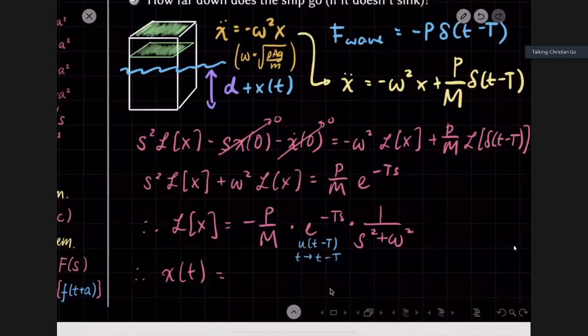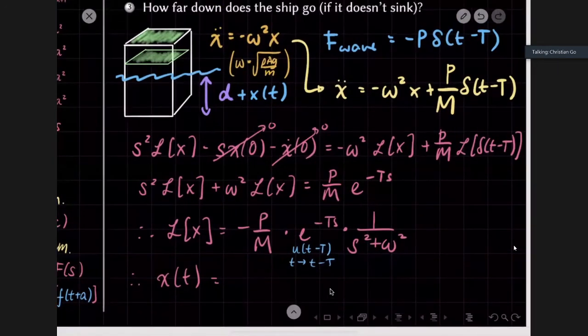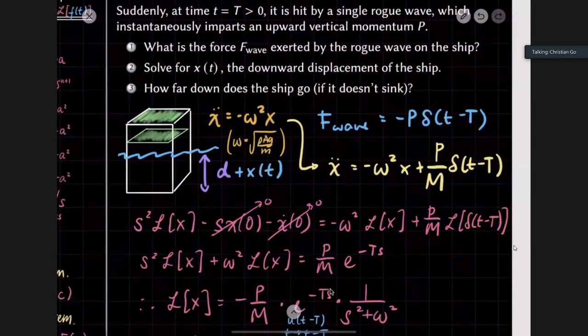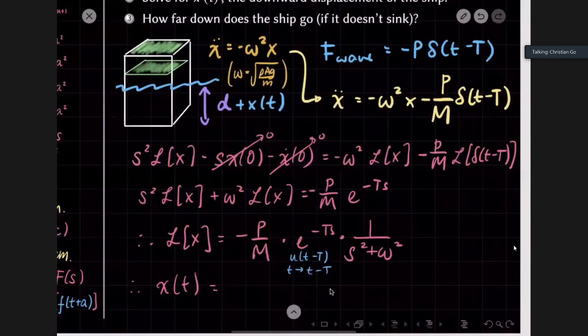Minus P over m. Oh, did I forget a sign? Oh, I forgot, this is a negative sign. So yeah, thanks. It's minus everywhere, actually. This is minus, this is minus. Yeah, there you go. Makes sense, because it's a minus sign for the force. Okay, so I have a minus P over m, I have a u(t minus big T), and I have a 1 over s squared plus omega squared.